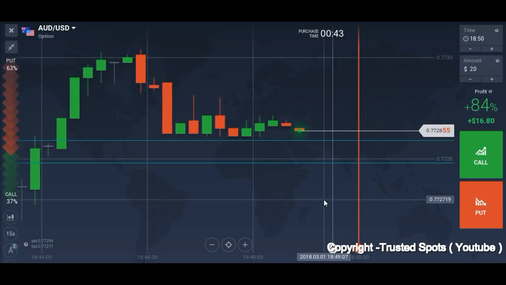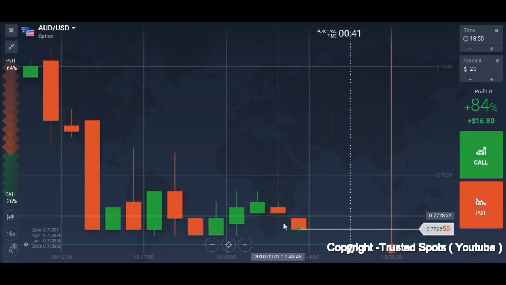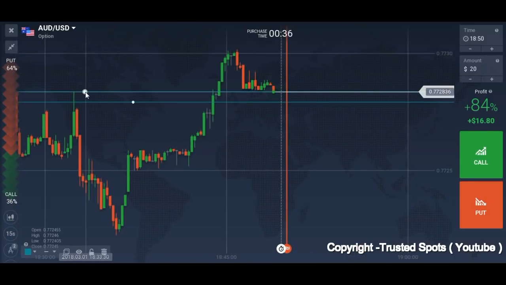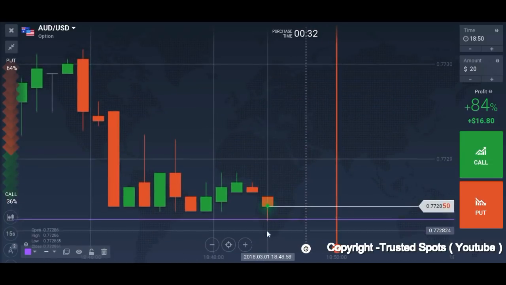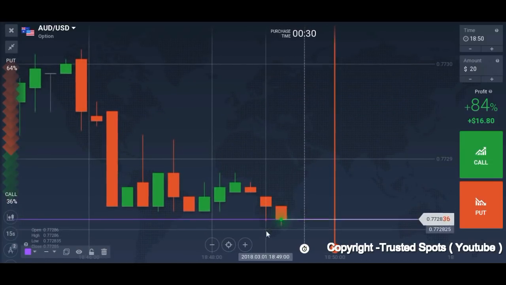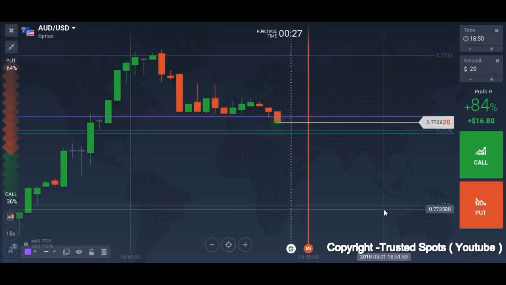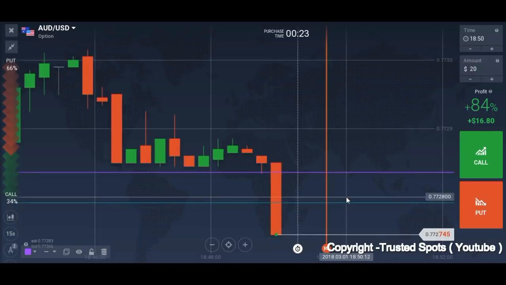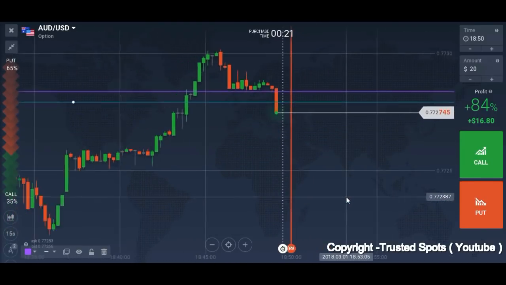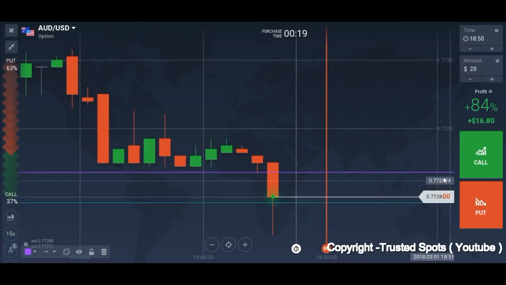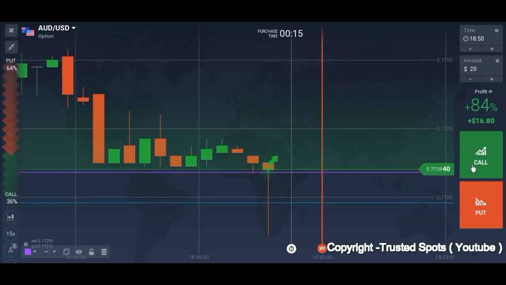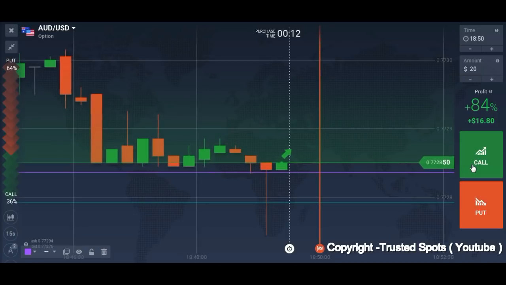Okay, it is going down. I want the market to touch the level. Let me change the color so that you all can see it. Okay, so you can see it's been touched. Now it is trying to fluctuate. Okay, it reverses. I will wait for this particular candle.